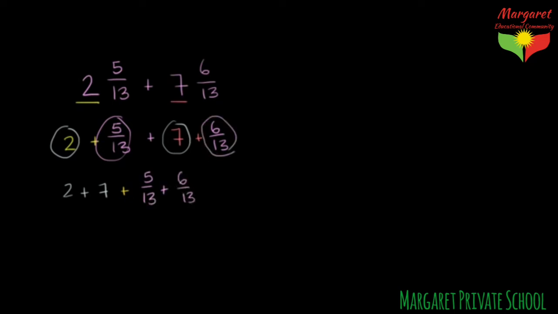So if we add the whole number parts, 2 plus 7 is 9, and the fractional parts, they already have the same denominator in this problem. 5 thirteenths plus 6 thirteenths, same denominator, you're going to get 11 thirteenths. 5 plus 6 is 11. So you get 9 plus 11 thirteenths. Well, that's just the same thing as 9 and 11 thirteenths. And we are done.